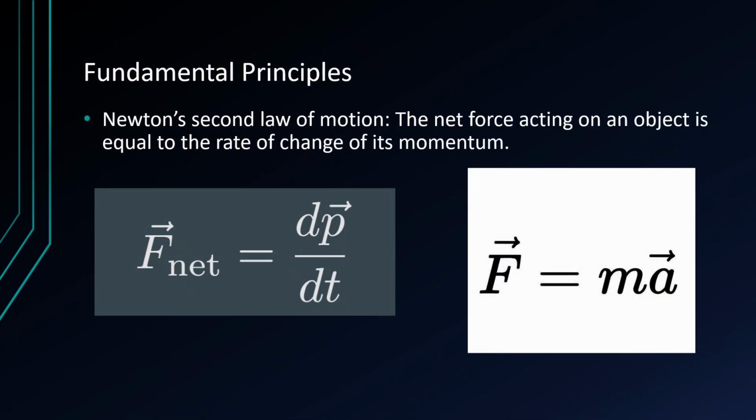Here are some fundamental principles which are really important to understand this lab. Newton's second law of motion states that the net force acting on an object is always equal to the rate of change of its momentum, which can be written as F net equals change in momentum over change in time, which can also be written as mass times acceleration.